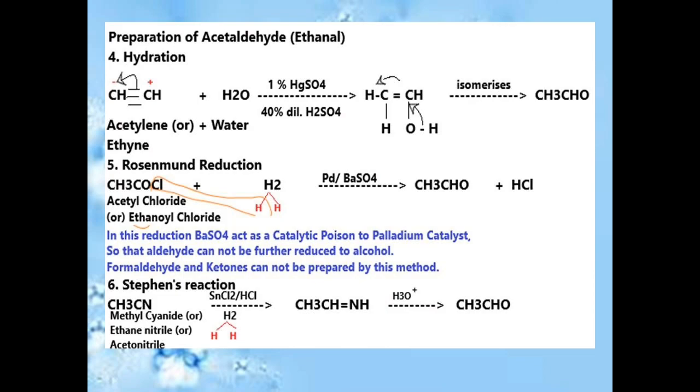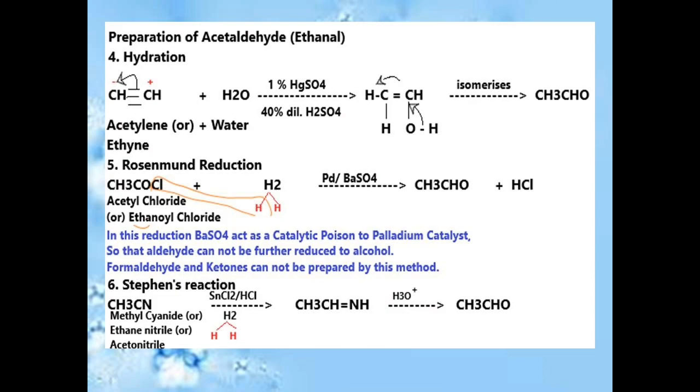The second one, Rosenmund reduction. In this Rosenmund reduction, we are going to use acetyl chloride. The formula is CH3COCl. Reduction means addition of hydrogen. So when reduction takes place, we need a reducing agent. Here palladium is the reducing agent, but barium sulfate is used as a catalytic poison. Why are we using barium sulfate? Otherwise it would undergo reduction once again, so we would not get the desired product, acetaldehyde. If we need acetaldehyde, we have to use barium sulfate. Otherwise the acetaldehyde may change to a primary alcohol.